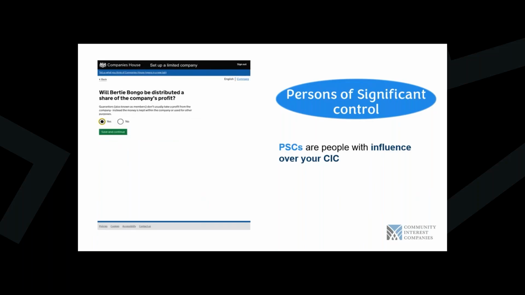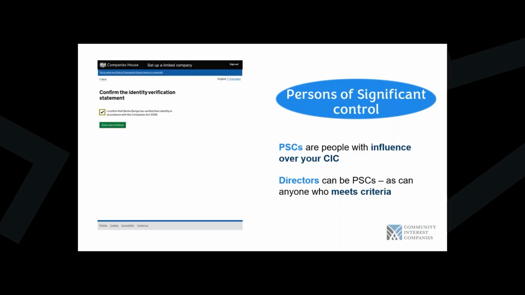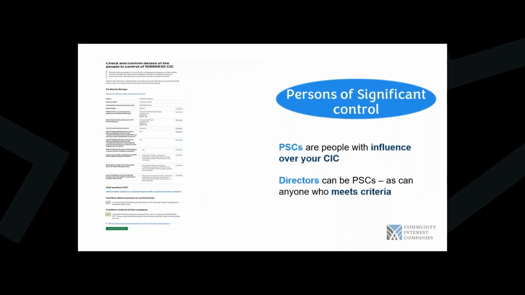Now, all you need to do is explain what control your PSC has. Anyone who meets the conditions should be included as PSC. This can include shareholdings over certain percentages and other forms of control, like the ability to appoint and remove directors. Once you've selected the relevant boxes, you'll be asked to confirm the PSC has verified their identity. Finally, you'll need to review the PSC details. You may also have to double check your secure register information here, just in case.